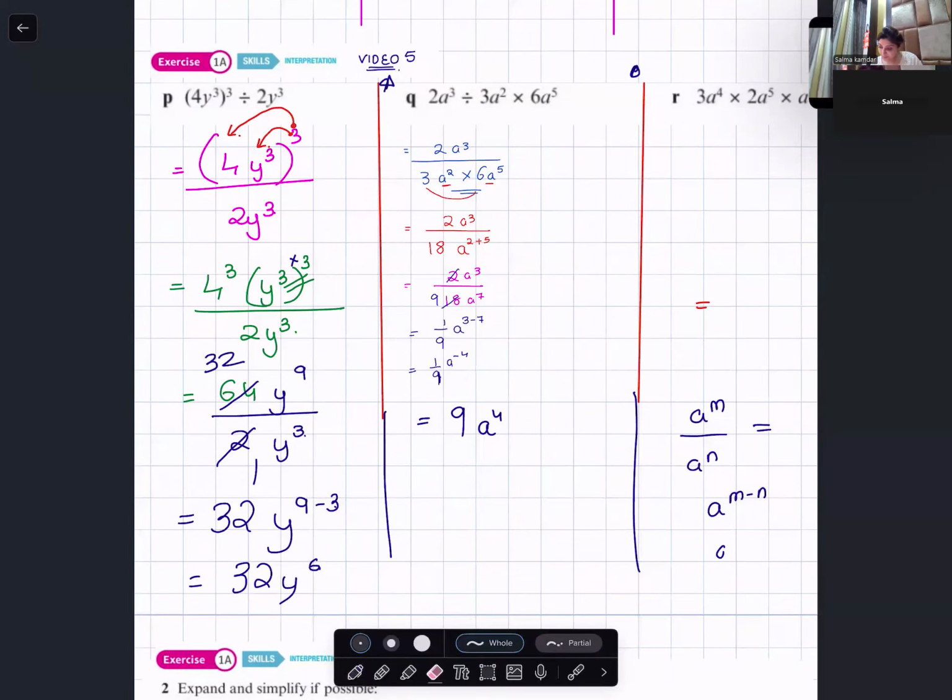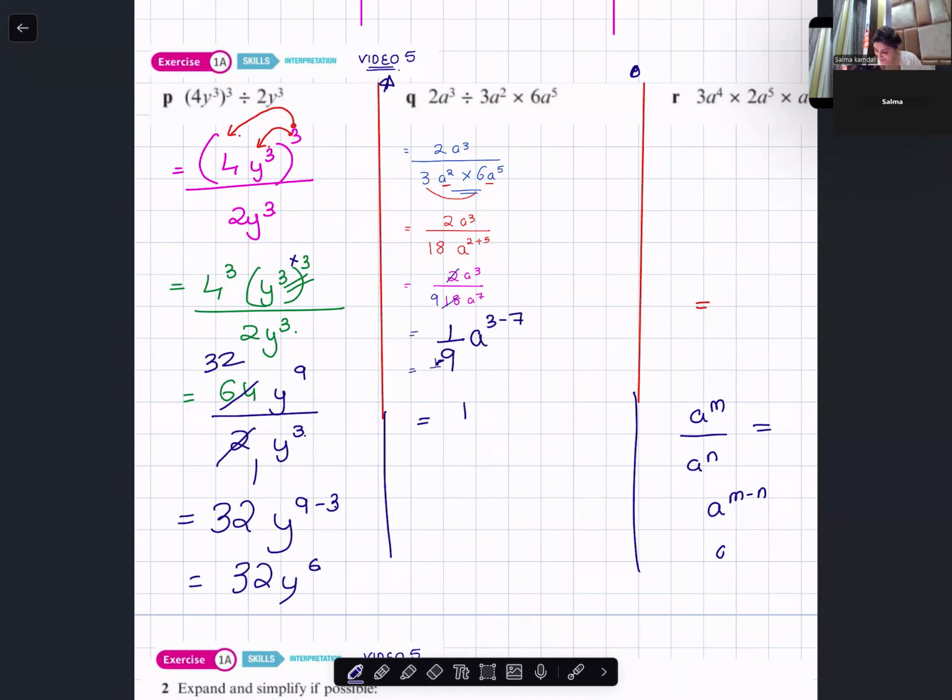Think, is there something wrong over here? Yes, there is something wrong over here. You've forgotten the numerator a. If I've forgotten the numerator a, so it would be 1 by 9, a raised to 3 minus 7. So this becomes 1 by 9, a raised to minus 4.